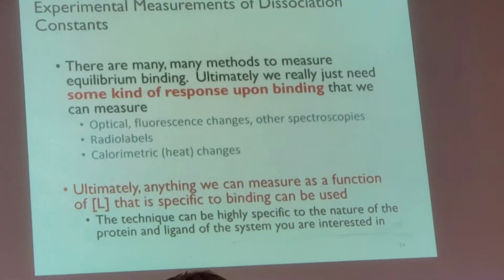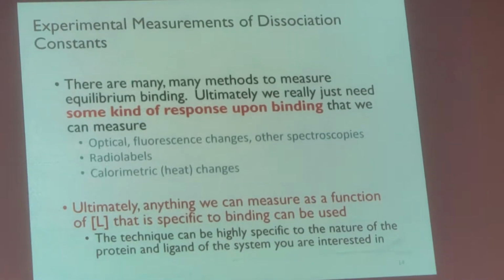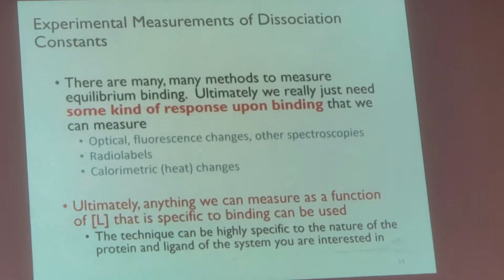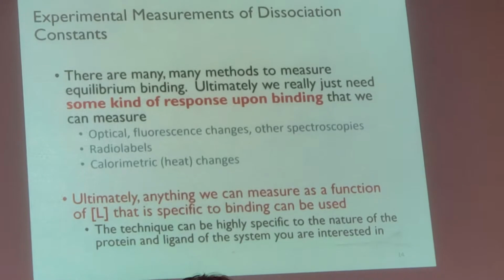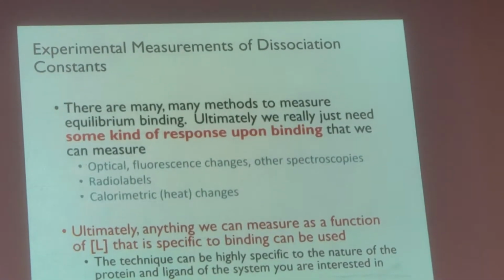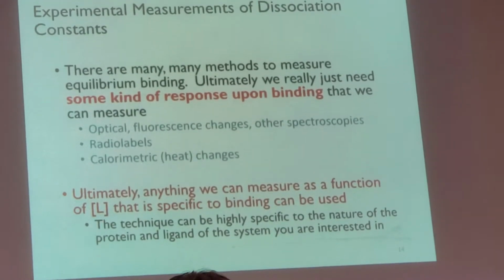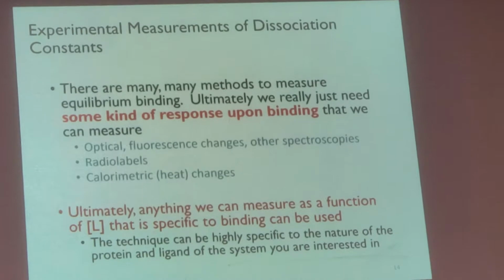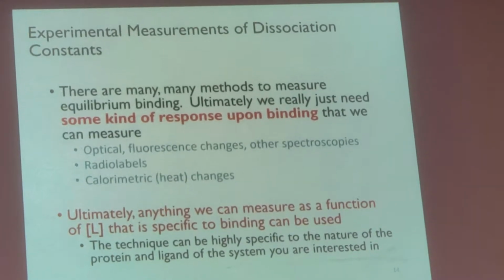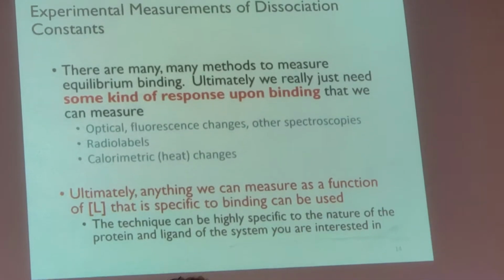Any other spectroscopy you could think of that's specific for binding and can somehow tease out what is bound and what isn't bound? NMR, all kinds of things. Radioactivity is one that we'll touch on today. And then ultimately, a really, really good one is calorimetry, which will measure heat absorbed or heat released on that binding event. So anytime something changes upon binding or dissociation, that's a really good probe.